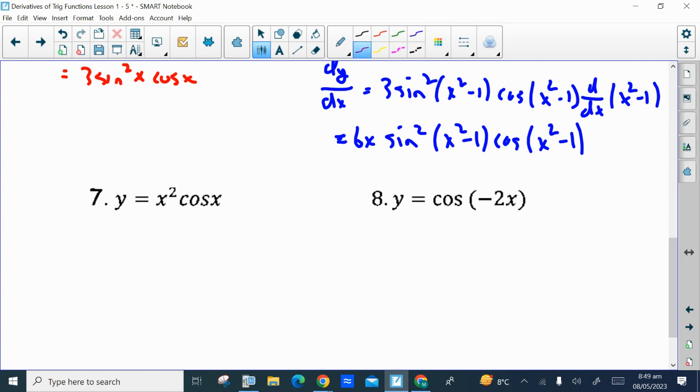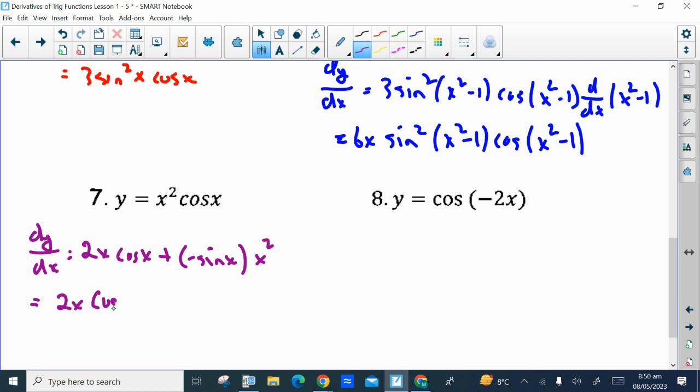Number 7. Have to use the product law for this because the original expression is a product. The first factor is x squared. The second factor is cosine x. So the derivative of the first factor, which is 2x, times the second factor, plus derivative of the second factor, and we saw that the derivative of cosine x was negative sine x, times the first factor of x squared. So we can write this as 2x cos x minus x squared sine x.